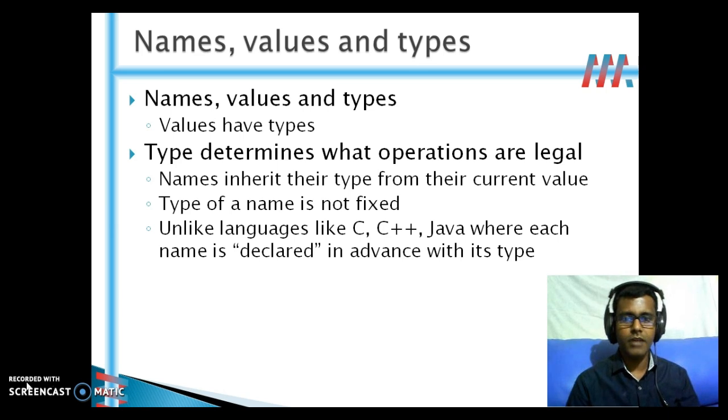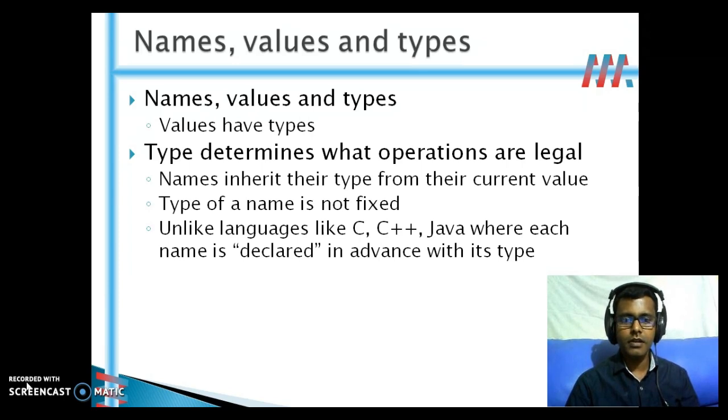What are names, values and types? Names are nothing but the variables. The variable names which you are using on the left side of an expression are nothing but names. Values are nothing but the values that are obtained after calculating an expression. And what is a type? The type of value that is assigned to a variable is nothing but the type. So the type determines what operations are legal.